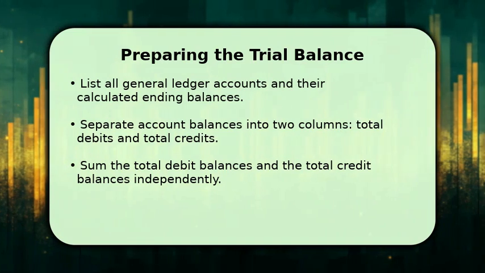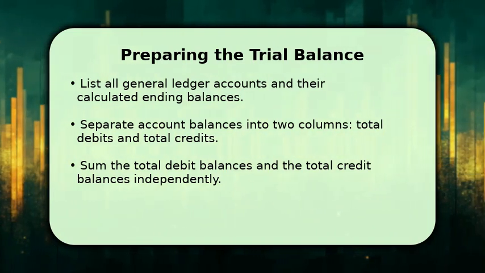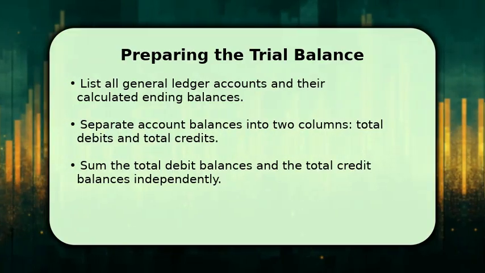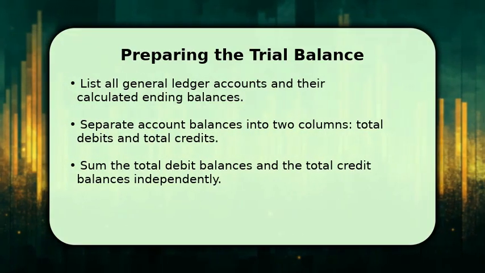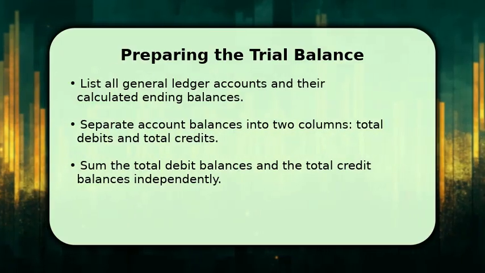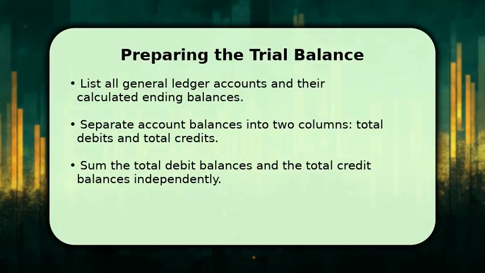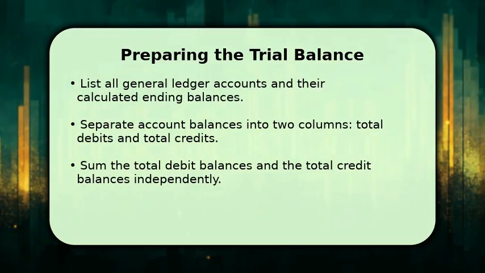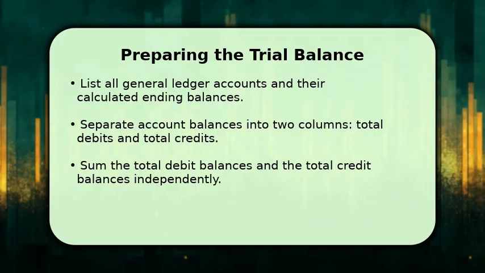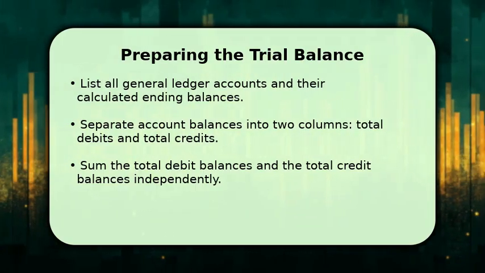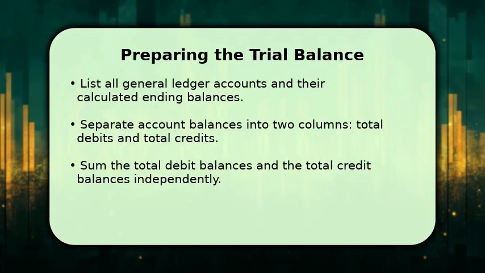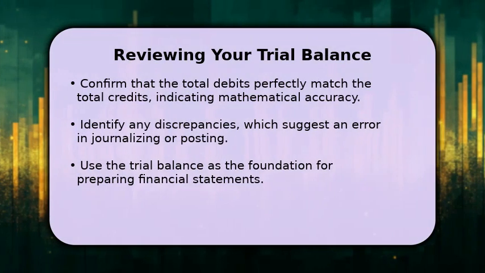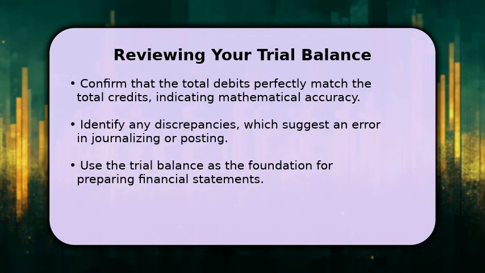With our ledger accounts balanced, it's time to prepare the trial balance. This crucial step lists every account and its final balance, either a debit or a credit. Create two columns, one for debit balances and one for credit balances. You will then sum up all the debit balances and all the credit balances separately. The fundamental rule here is that these two totals must be exactly equal, providing a preliminary check of your accounting accuracy. Congratulations, you've created your trial balance.